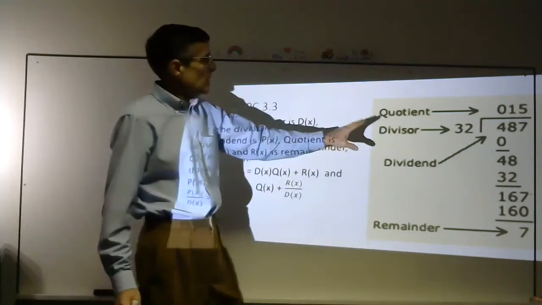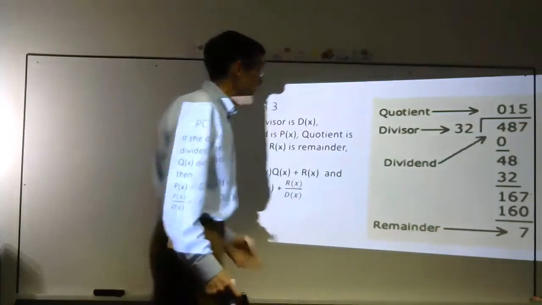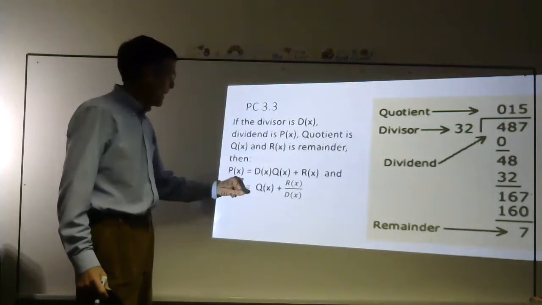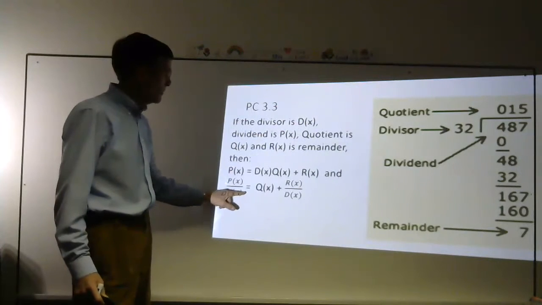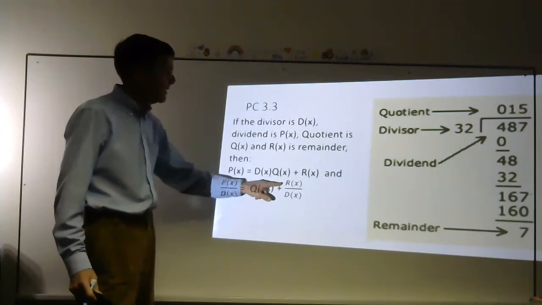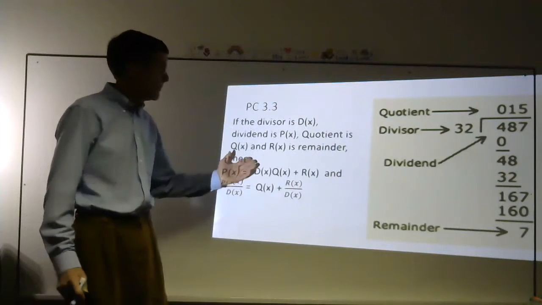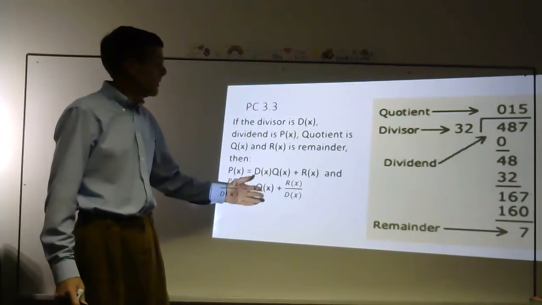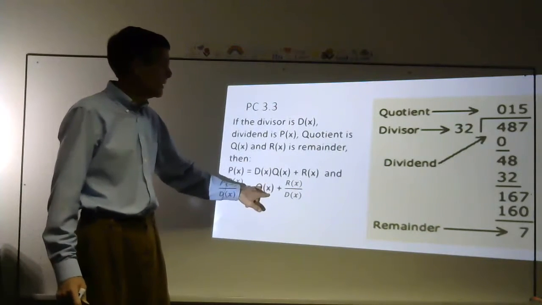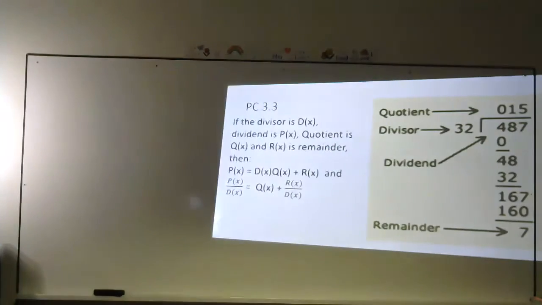And then I'd already talked about putting the 7 over the 32 as a way to handle your remainder. So when you're dividing the 487 by the 32, you get your answer, q of x, and then you take the remainder of 7 and you put it over the divisor. So it's just 2 different ways you can write your division problem, okay? The check, and also a way to write it with your remainder as a fraction.